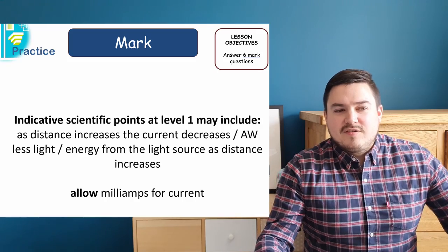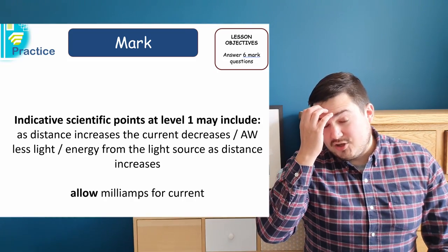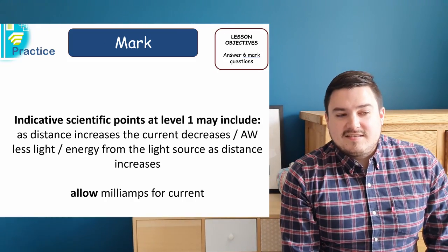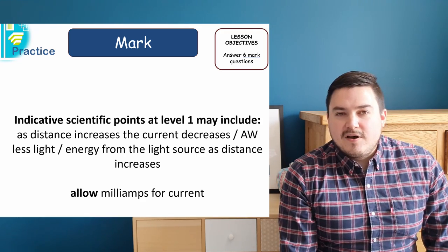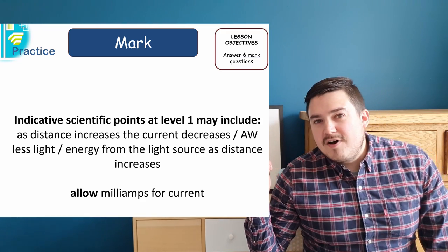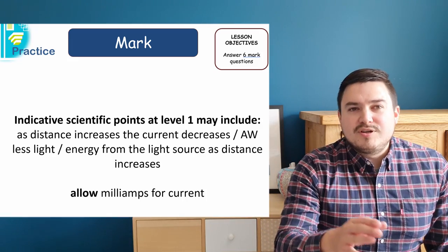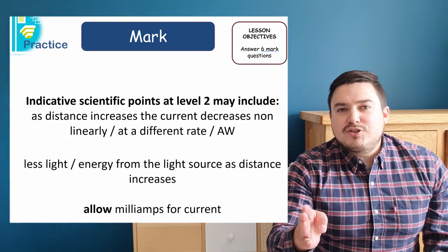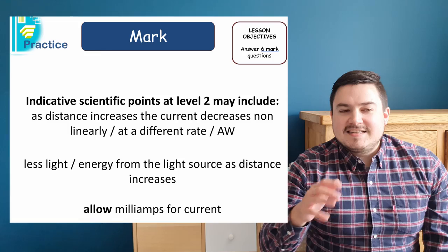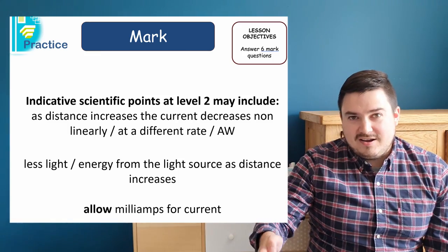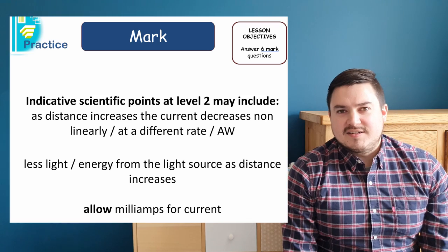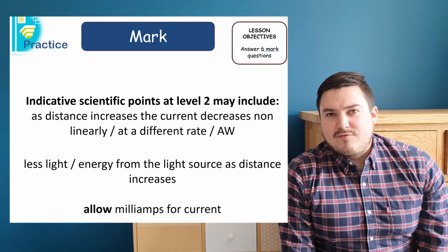So we're going to mention for our relationship there, the top line, and the second line is the idea that there's less light or energy as you get further away from the lamp. We can refer to milliamps instead of current. You would get marks for doing that. At level 2, you'd need to be able to say that as distance increases, the current decreases non-linearly. So we're not getting a straight line downwards, we're definitely getting a curve in some way. Or at a different rate is fine as well.